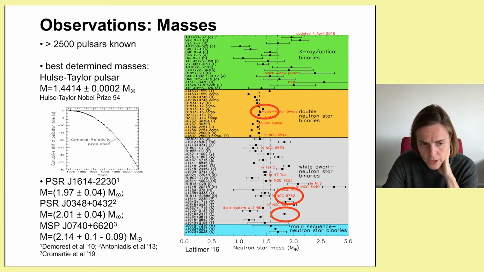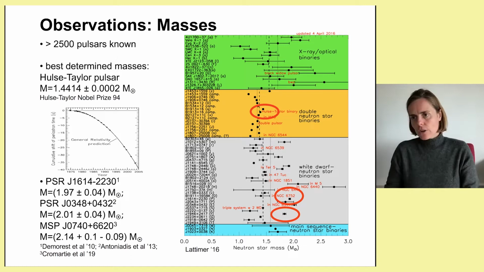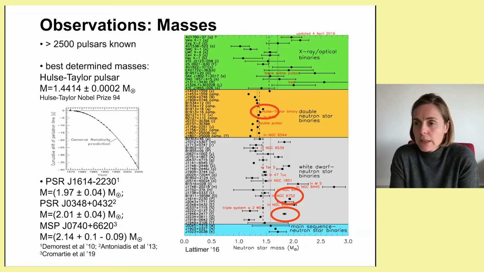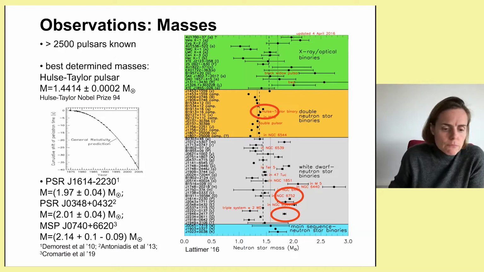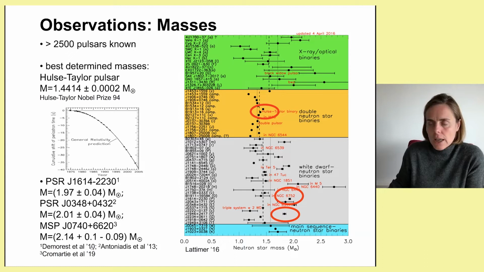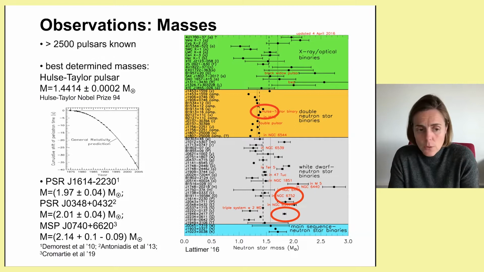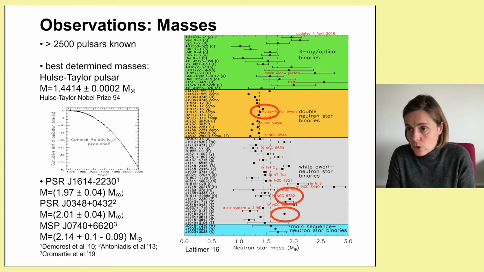For us, lately, this mass is not so important because, as I will show you, all of the models give you this 1.4 solar mass, or at least any model you believe in should reproduce that. But there is an issue with objects which have larger masses, around 2 solar masses. The first measurement was in 2010, so it is not so recent, but there are these measurements that have very small error bars, okay? And they show us that it's possible to have objects of 2 solar masses.